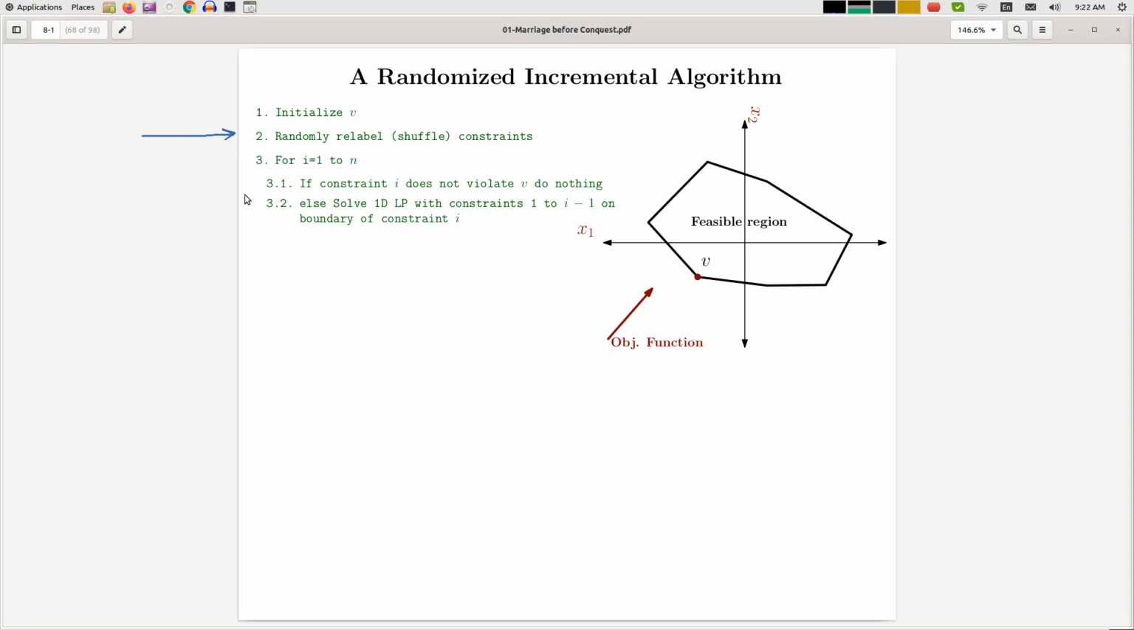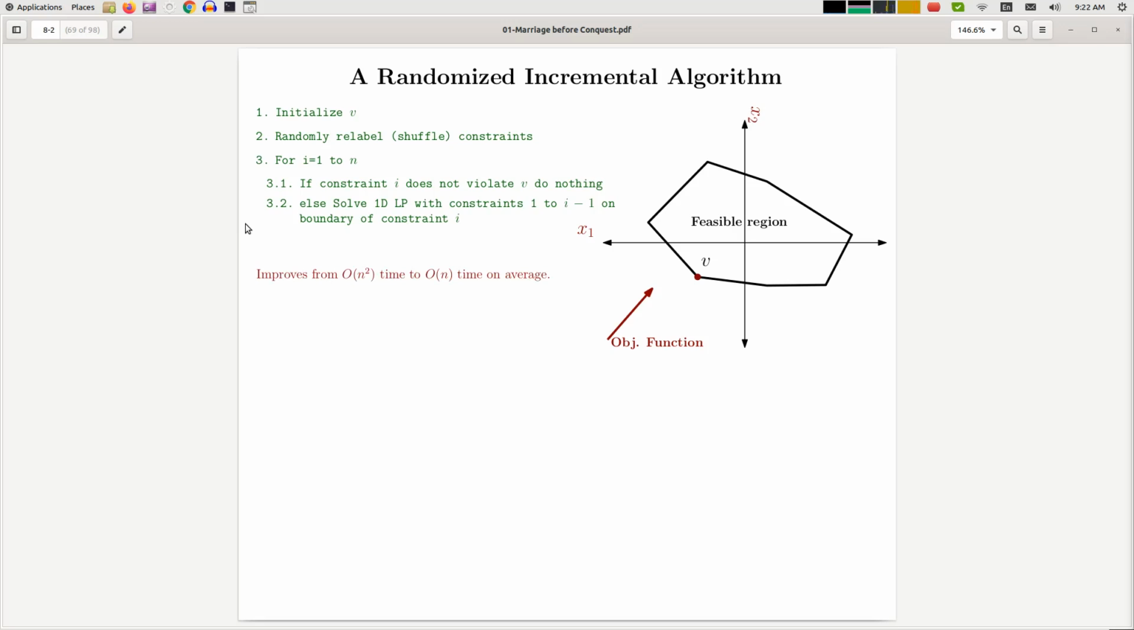And this step is just to randomly shuffle constraints. In other words, if the constraints are given to me in some order in the input, just reorder them. And that's it. And then run the exact same algorithm. Another claim is that this algorithm runs in expected linear time.